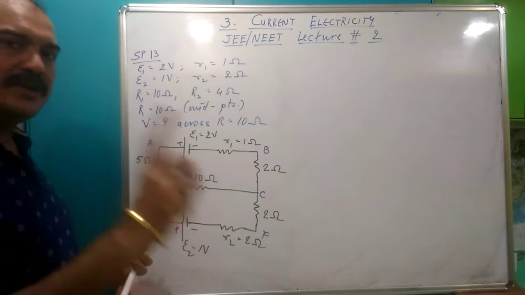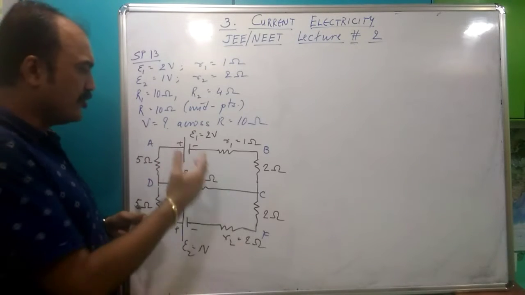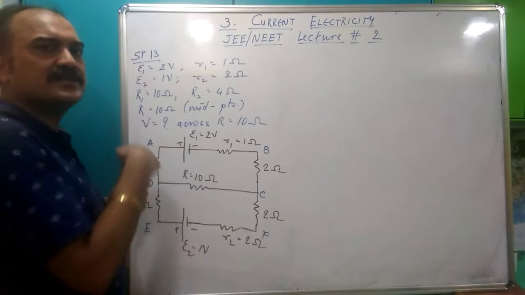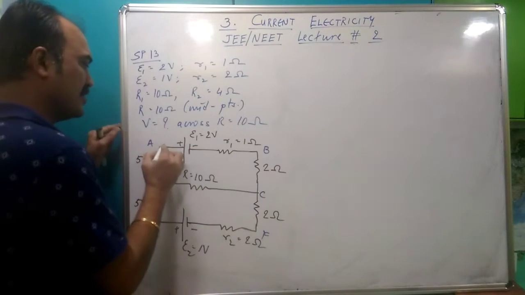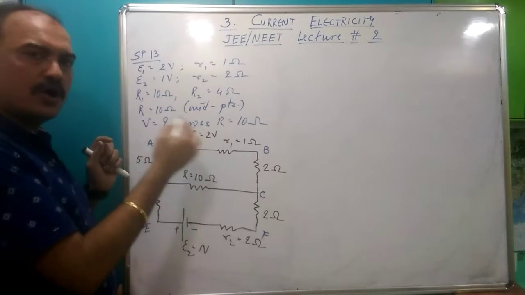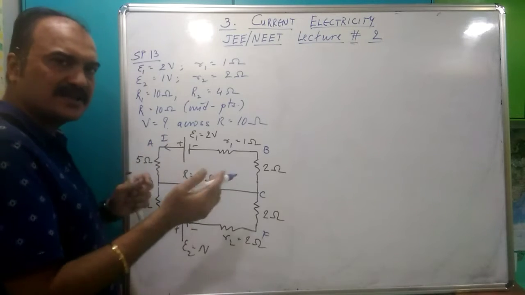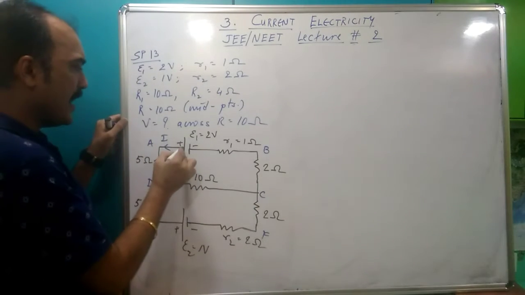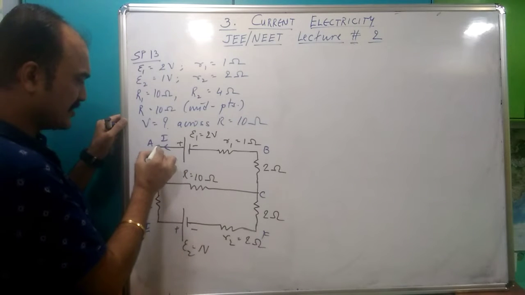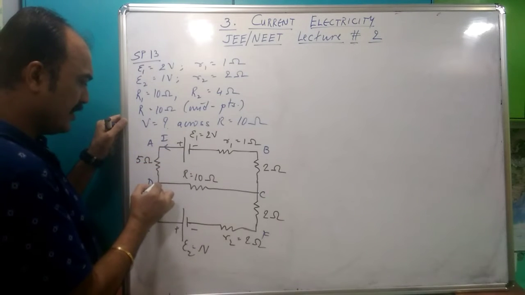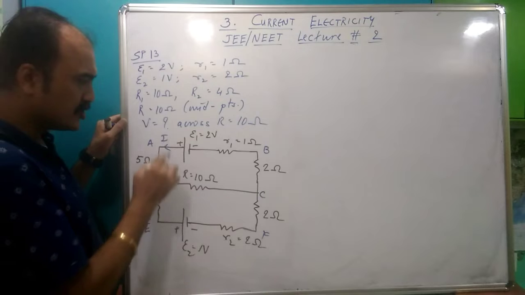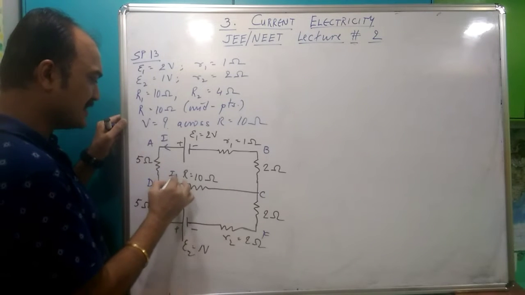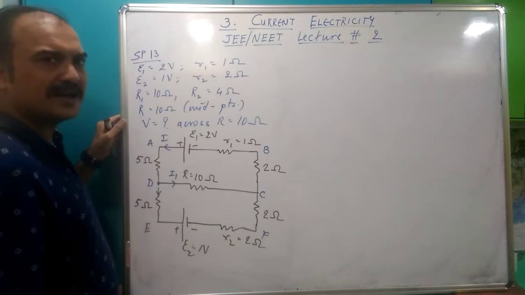So how do we do that? We choose the biggest battery. So here you can see this is 2 volt, this is 1 volt, this is obviously bigger. And from this we start our current, we'll call it I. And we go on passing the current through various resistors until we come across a junction where we shall divide it. So I is starting from the positive terminal of this battery. It's coming to D. Now D, as you can see, is a junction. So current will divide into two parts. This one we'll call I1 and this current, you can call it I2.